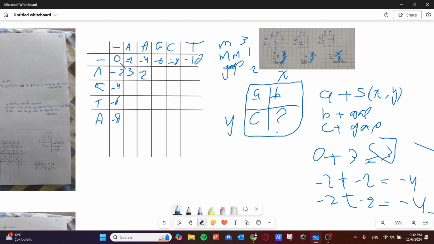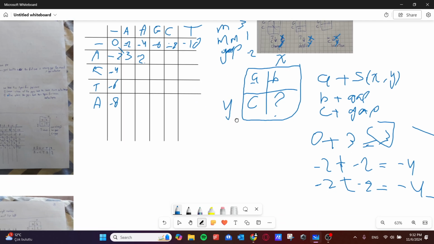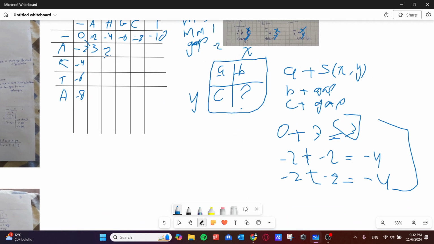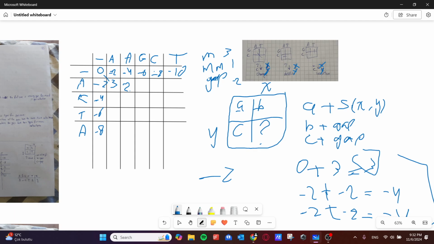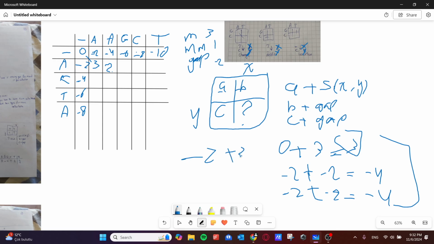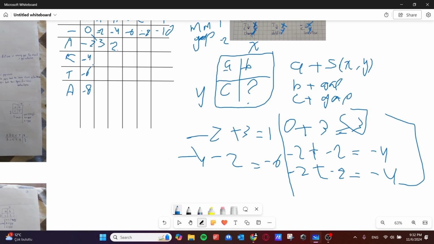So here, again, we have a question mark. A is minus 2. What is the alignment of A with A? This is a match score, right? We put plus 3. So what is the score here? 1. Okay. So for B, B is minus 4. Gap score is minus 2. This is minus 6.